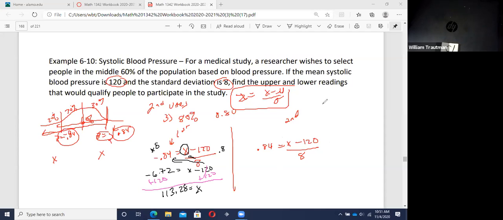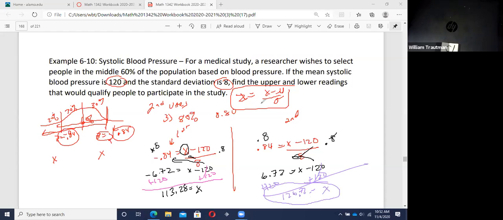And on the right side, I'm going to do the same thing. Multiply both sides by 8, because that gets rid of that. If I multiply both sides by 8, I end up with a positive 6.72. Then I'm going to take that 120 to the other side by adding 120 again. I'm left with X on the right side, and 126.72 when I add them together.